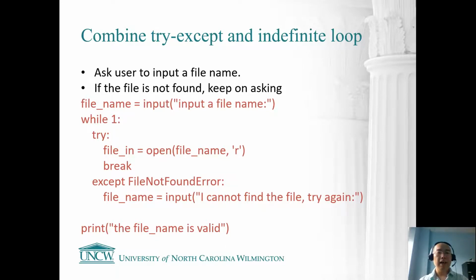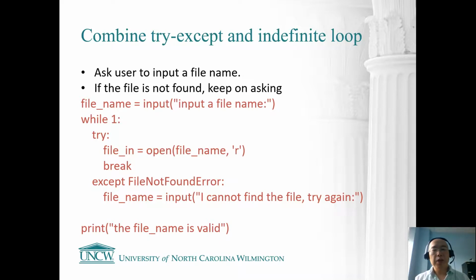And here is another example. Sometimes you want to ask the user again and again and again. Eventually, you want to make sure the user gives you something good. For example, if we want to ask the user to give us a file name, if the file name is good, then okay, we are done. But if the user gives us something and the file cannot be accessed, we want to ask the user again and again until the user gives me a file name that I can open.